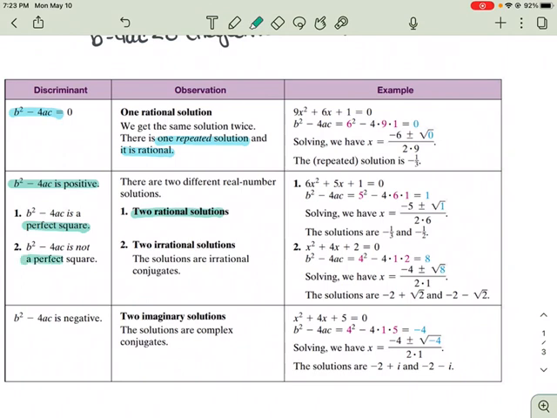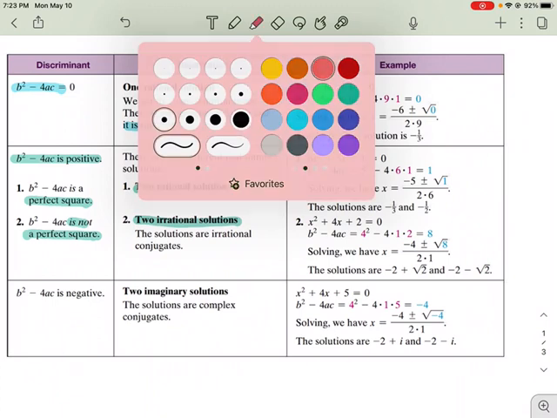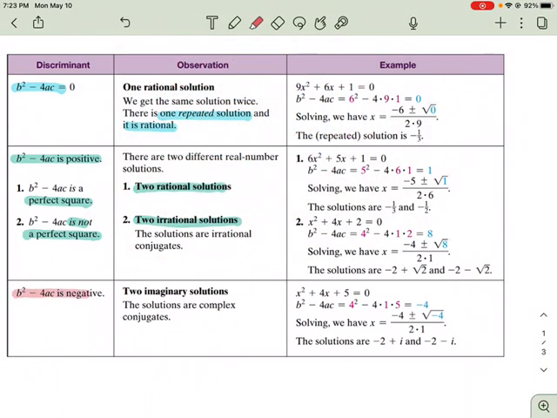And you can also get not a perfect square, right? Which means we're going to get two irrational solutions, meaning like the square root of 10 or the square root of 17, things like that, that we're not going to be able to do anything with and just leave as the square root of 17. And the last possibility is if it's negative, meaning that there are imaginary solutions. These are the i's. See here, i's.